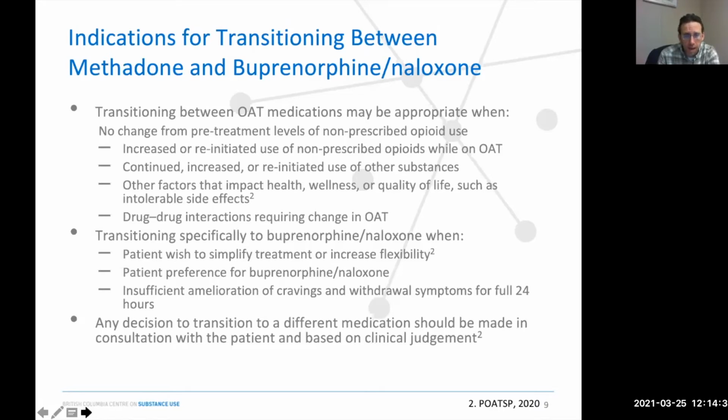So the last point under transitioning to buprenorphine: insufficient amelioration of cravings and withdrawal symptoms for the full 24 hours with methadone. So buprenorphine does often last a little bit longer than methadone, but in general, if someone's cravings aren't ameliorated on a sufficiently high dose of methadone, it's unlikely that they'll be significantly better dealt with with buprenorphine. But sometimes it's worth a try, especially if Kadian has already been tried as well.